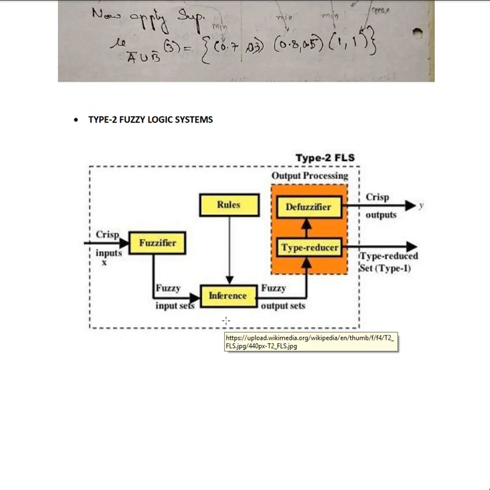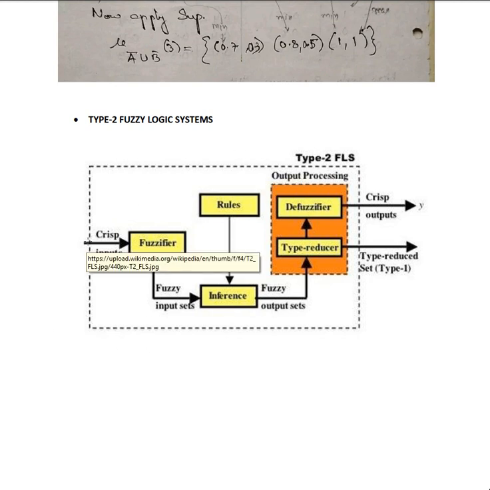Now finally we try to see the fuzzy logic systems. What is the fuzzy logic system? In the type 1 fuzzy set, we have a fuzzifier, a defuzzifier, and inference rules. But the type 2 fuzzy set is being widely accepted because of its improvement in handling uncertainty.